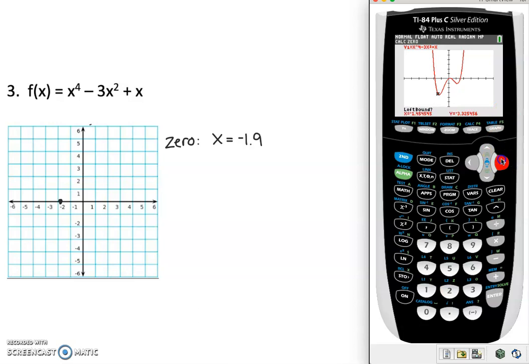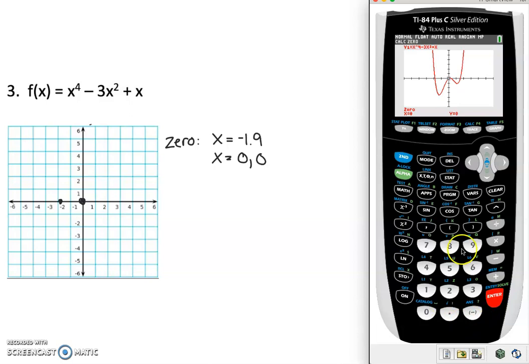Now it looks like it's hitting at 0, but I'm thinking it might be shifted just a little bit to the right. So I'm going to hit second, do left bound, right bound, guess. And it does. It hits at 0, 0. So x is 0. And since it's bouncing off, I know it's there twice as multiplicity 2.